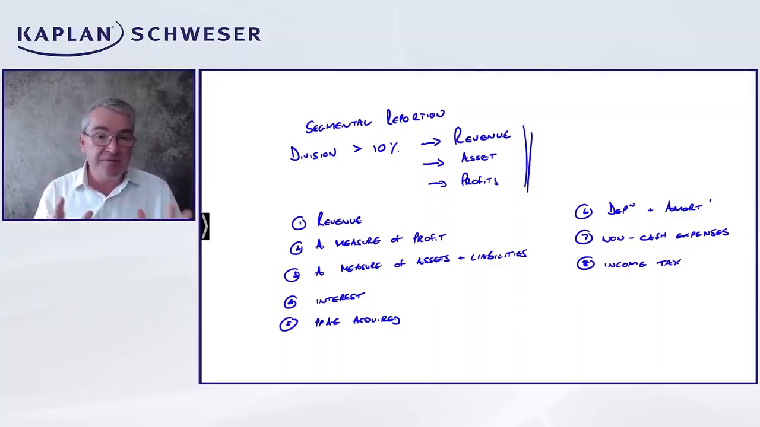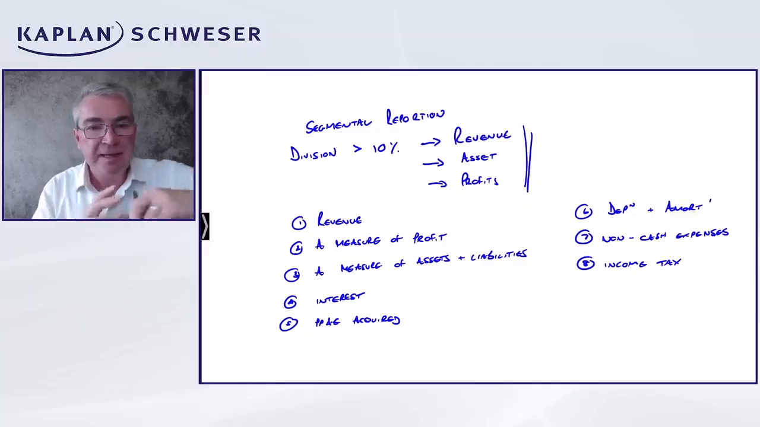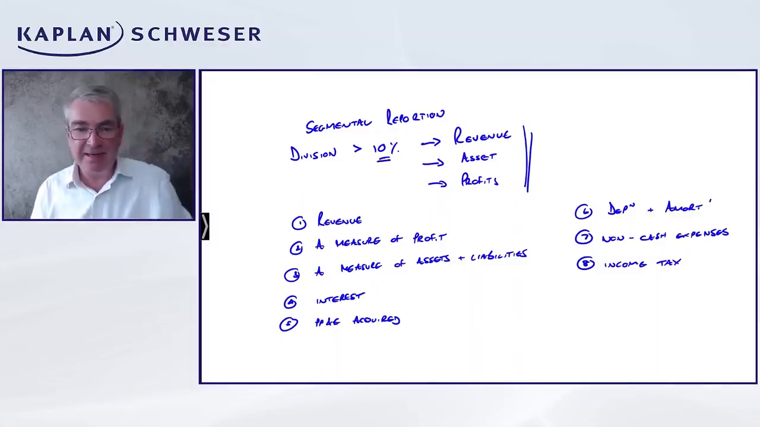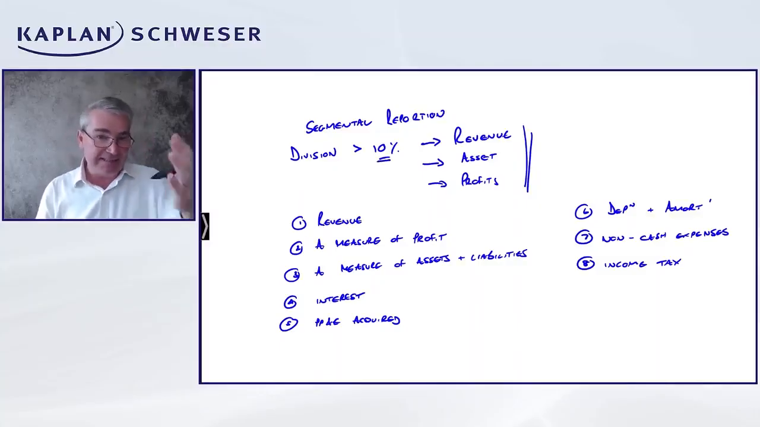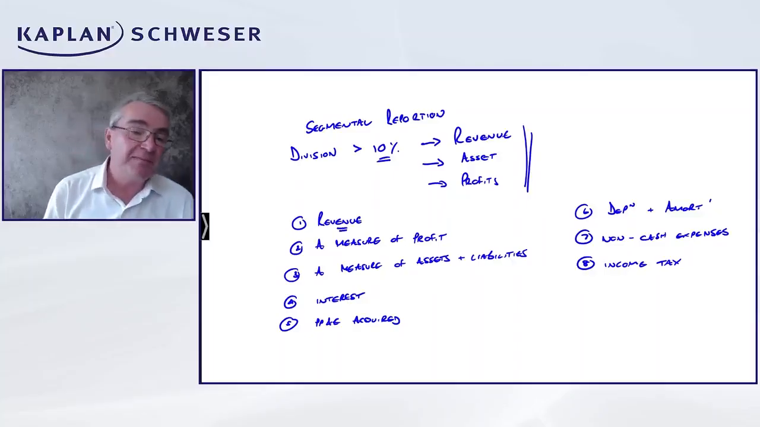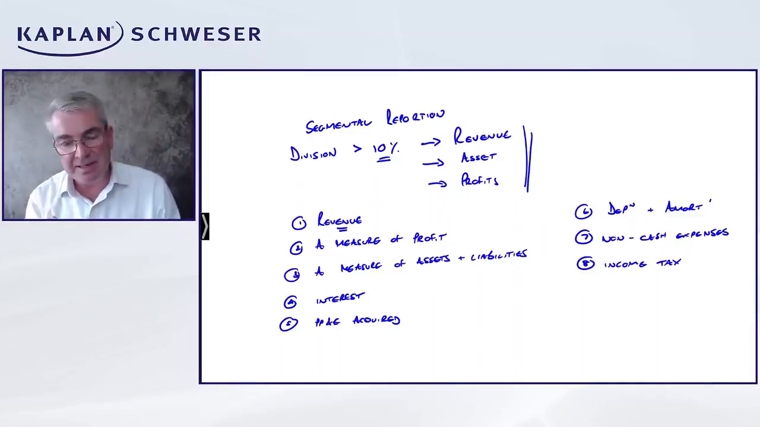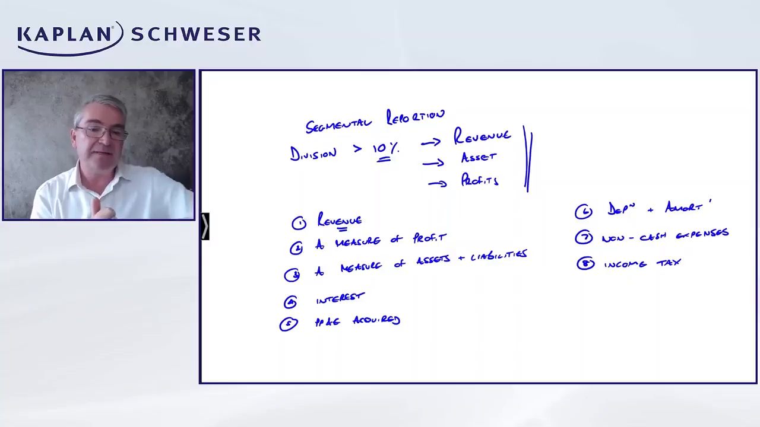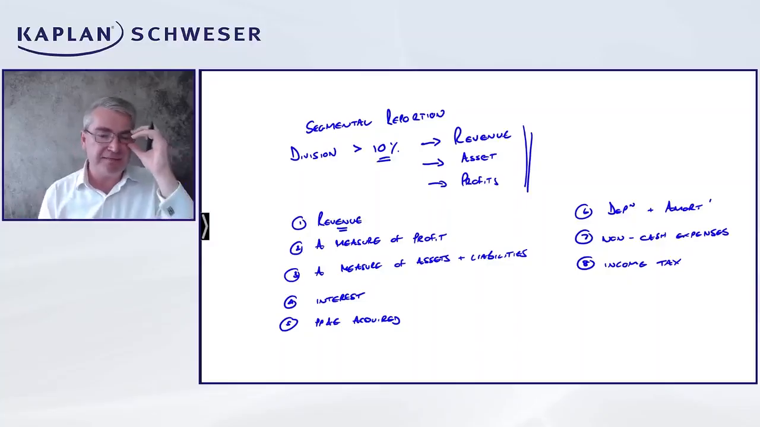So for each division that meets those requirements, and remember it's 10% of any of those three criteria, it doesn't need to be revenue, assets and profits, it's any one of the three. Now, first of all, you need to disclose the revenue from this particular division. And actually you need to disclose two things here. External revenue to third parties, so selling goods outside the firm, and also any intercompany transactions, so selling goods and services between various divisions, subsidiaries within the firm.